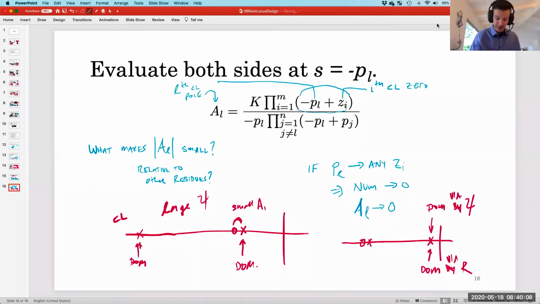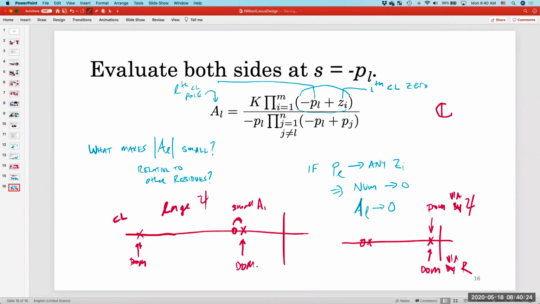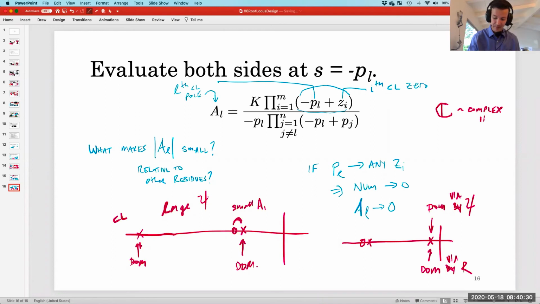Was there a chat? There is a chat. What is the cent symbol? I see no cent symbols. It's the complex number symbol. This means the set of all complex numbers. This is the set of all real numbers, this is the set of all integers, this is the set of all natural numbers. Math people like these double-stroked symbols to mean the common fields.